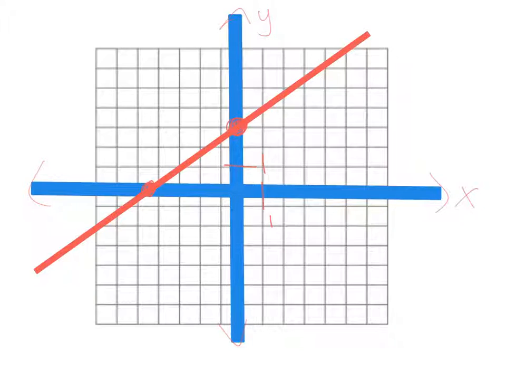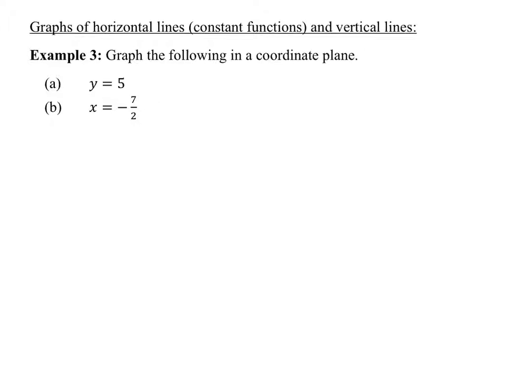Why does this have a rising trend to it? It means the slope, we'll talk about in the next section, must be positive. Okay, positive slope. All right, let's fly through the next few. Oh, let's look at these actually first. Graph the following in a coordinate plane.